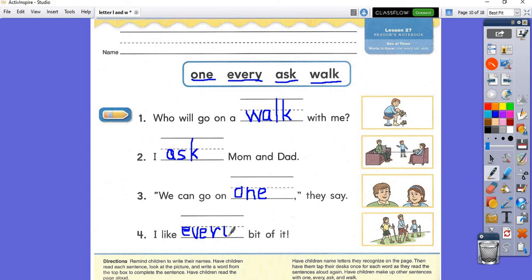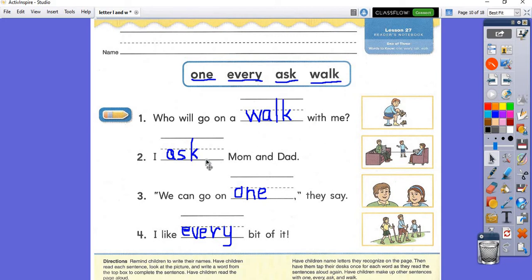Bit of it. Very good. The mom and dad and the boy, he likes the walk. He likes every bit of the walk. Very good. Now we are going to read once. Okay. Who will go on a walk with me?